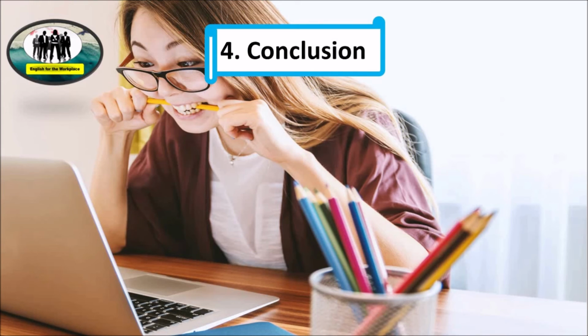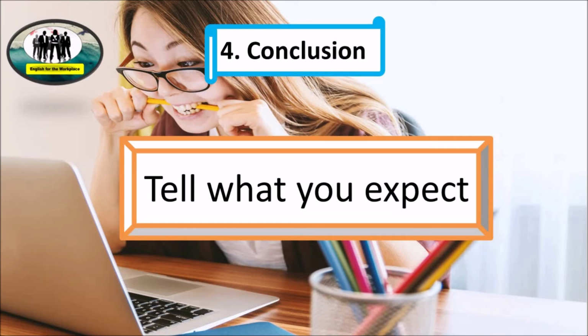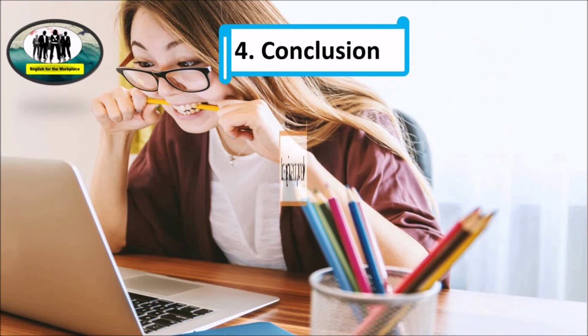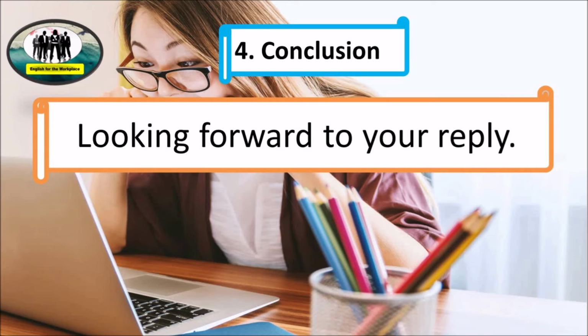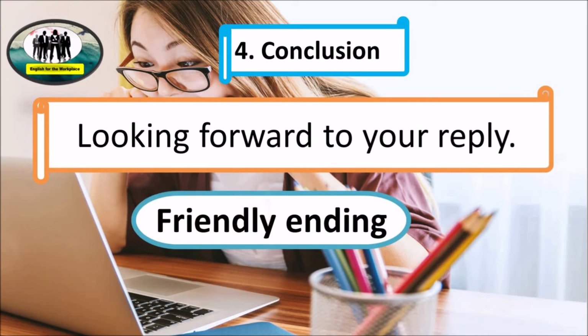Number 4, the conclusion. Now you are coming to the end of your email, the conclusion, to tell what you expect. In this part, you should tell the other person what you want from him, what you expect him to do. For example, you can say something like, looking forward to your reply. It tells them that you are waiting for them to respond by another email. And this is a friendly ending.